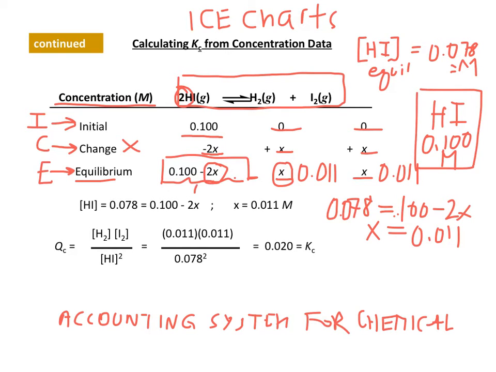And now we plug them all into the expression. So here's your X, the concentration of HI. They're all at equilibrium, so we can actually call this Kc. And the value for Kc comes out to be 0.020. And that's equal to Kc.